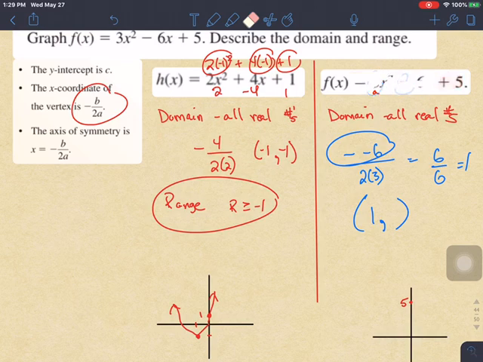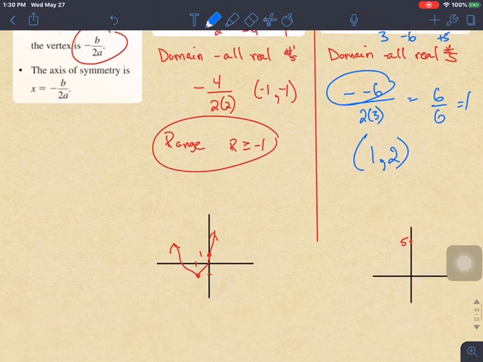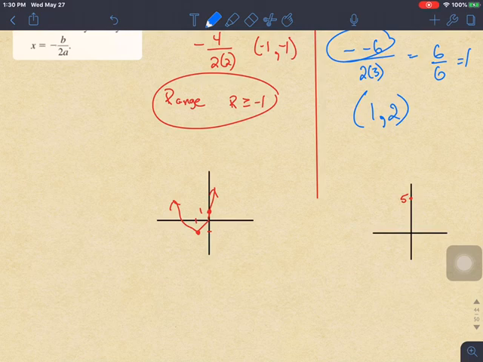All we have to do is go over here and put positive 1 where we see x. So that's 3 times 1 squared, minus 6 times 1, plus 5. It looks like that is 3, this is negative 6, and this is positive 5. If I add all those together, I get 8 and negative 6, so that's a positive 2. On this one, the vertex is at 1, 2. It's over 1, up 2. Let's say that's where 2 was, and that's where 1 was. That is the vertex. That's our mark there.